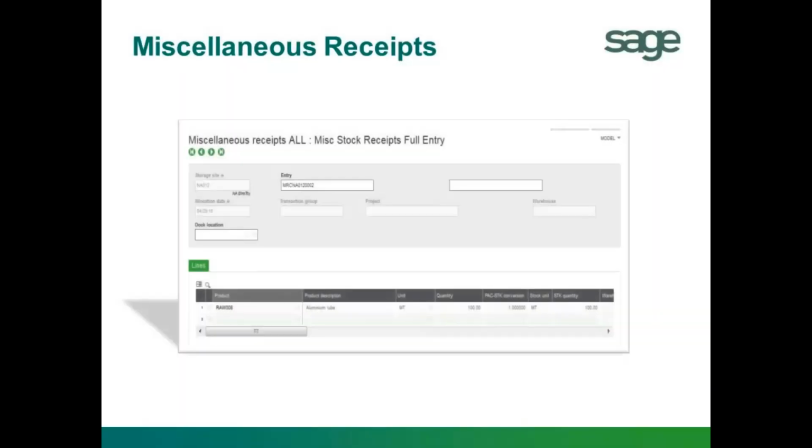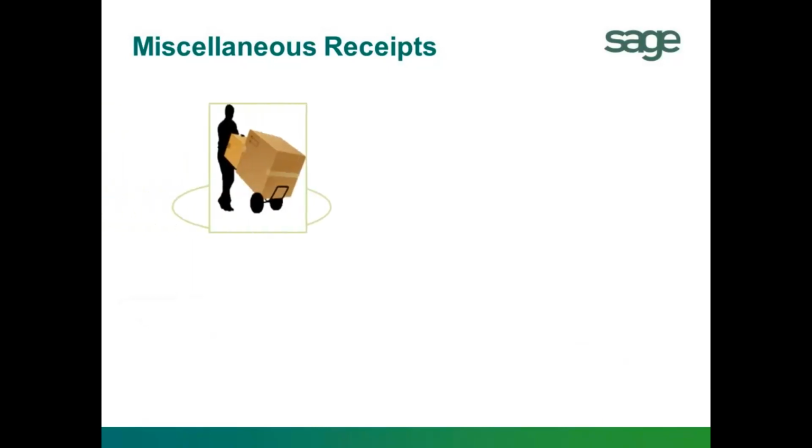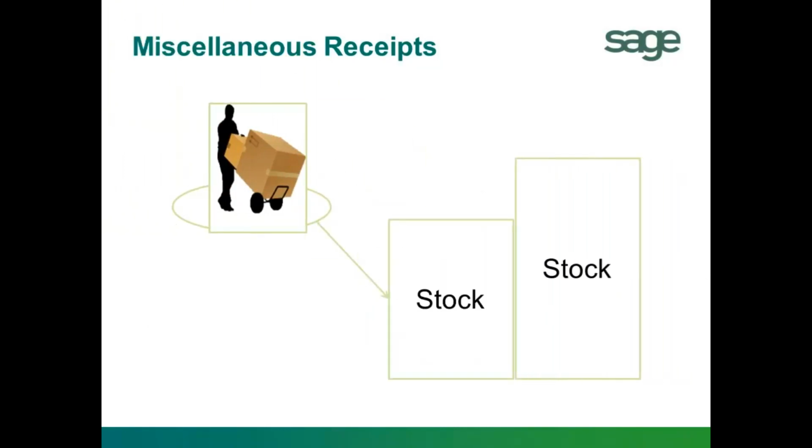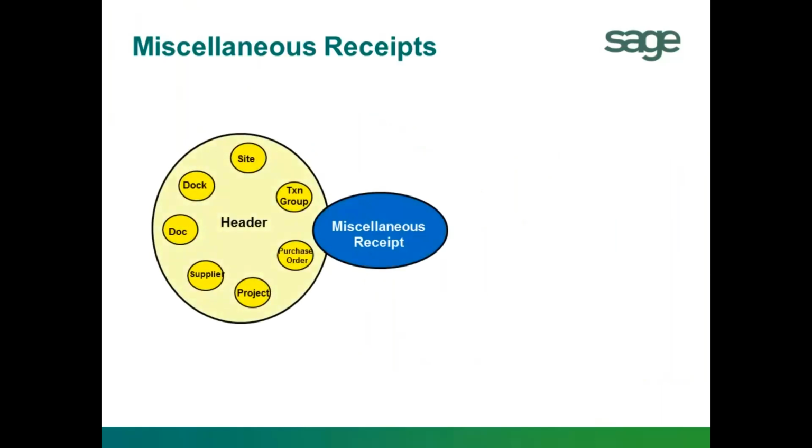In this topic, you will learn how to enter miscellaneous receipts. Now, a miscellaneous receipt is an issue transaction you use to increase a product's quantity in stock. In creating a miscellaneous receipt, a supplier is not required, and it is not tracked by a purchase order.